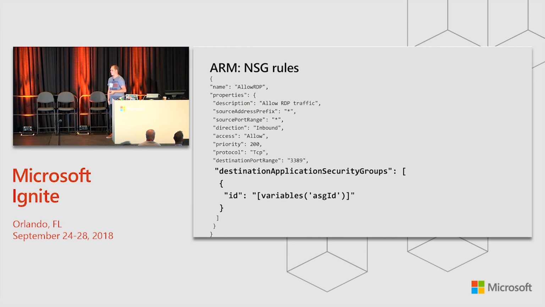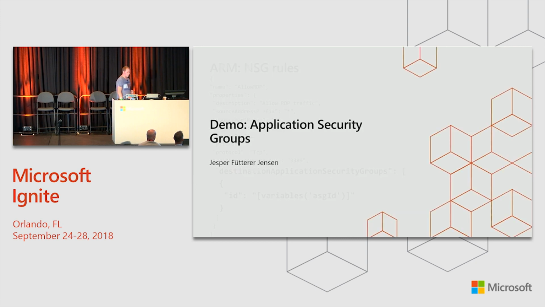And in your network security groups, we have another property called destination application security groups. And again, we can add more in here. It's just a matter of putting in the ID of the security group, application group. Let's check it.